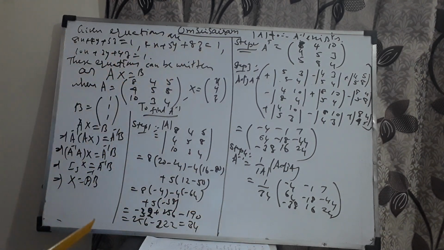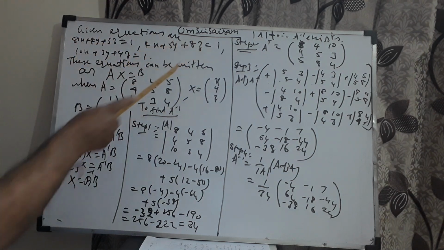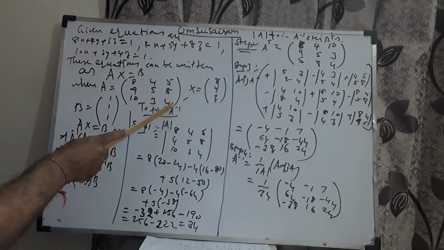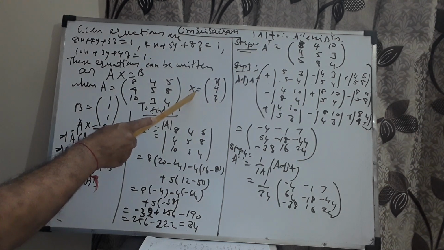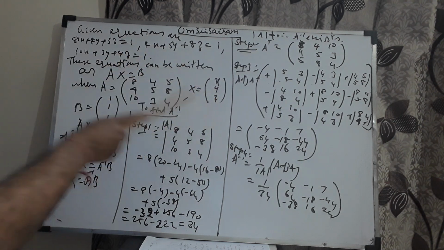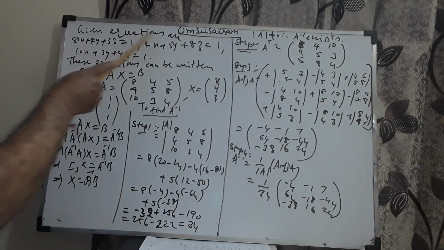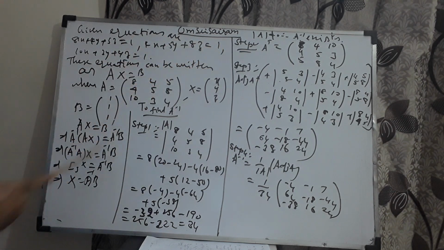Given equations I will write. These equations can be written as capital A into capital X equal to capital B. A is known as a coefficient matrix: 8, 4, 5 first row, 4, 5, 8 second row, 10, 3, 4 third row. X is a column matrix with the variables X, Y, Z. B is the column matrix with the entries on the right hand side, 1, 1, 1.